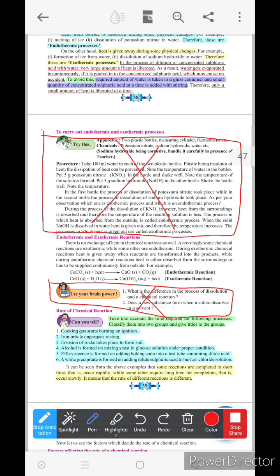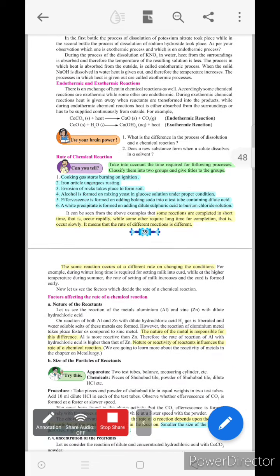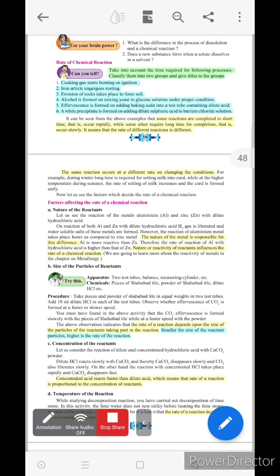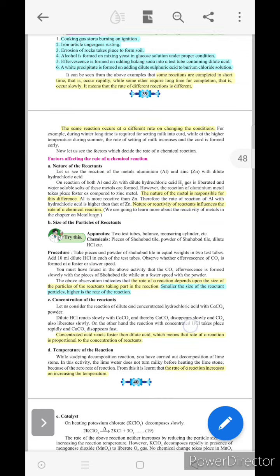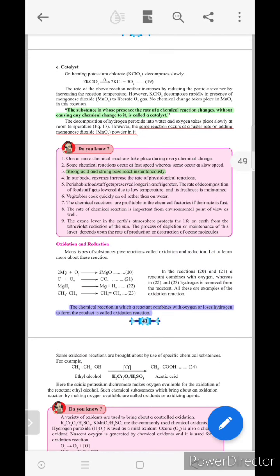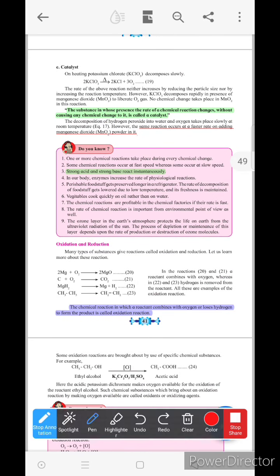Then, can you tell? There are 6 questions. These are also removed. So please note down those topics. We will move on to the next page, page number 40. There is no reduction. Page number 41, the pink color box. Do you know? That box is removed from your syllabus.